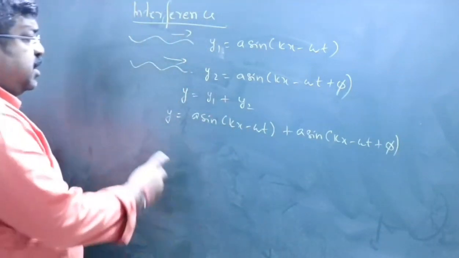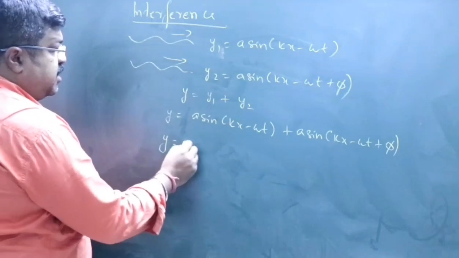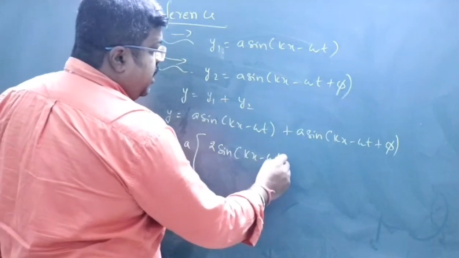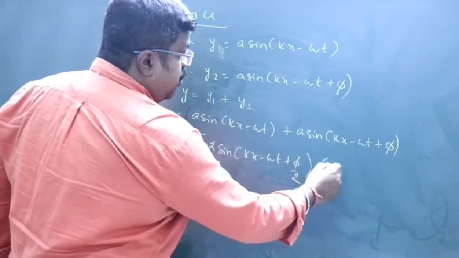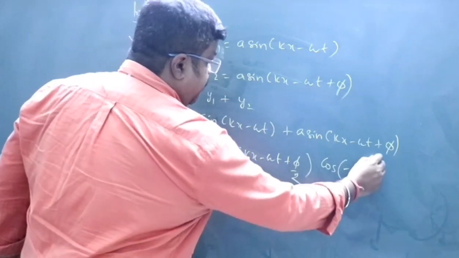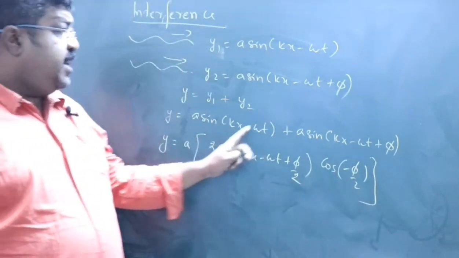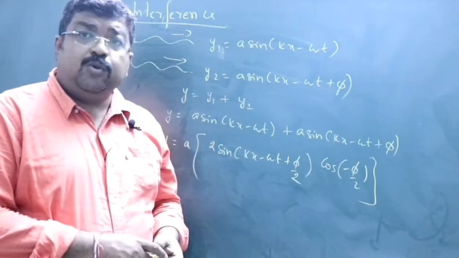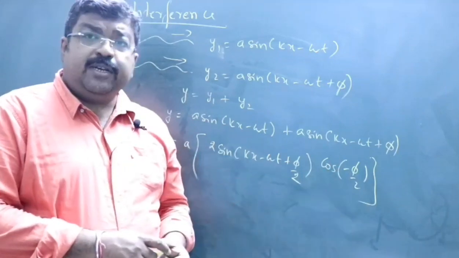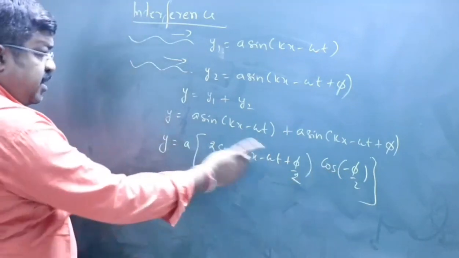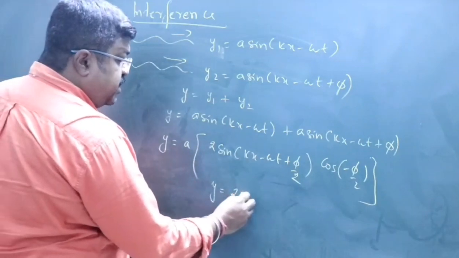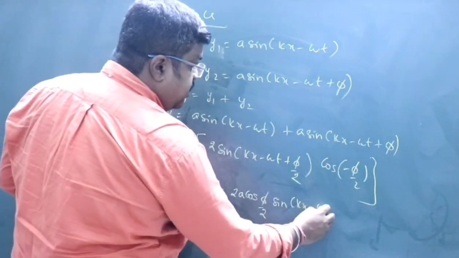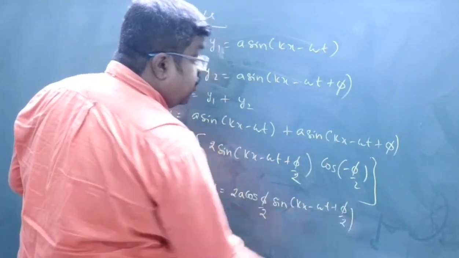Okay, so if you add these two quantities, what do we get? Say a is common, so this is 2 sin((kx - ωt + φ)/2) cos(-φ/2). Okay, this is sin A + sin B = 2 sin((A+B)/2) cos((A-B)/2). Now this cos(-φ/2) can be written as cos(φ/2). So I can rearrange these terms as y = 2a cos(φ/2) sin(kx - ωt + φ/2).